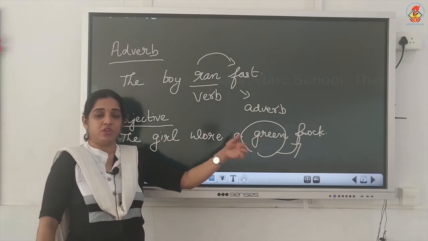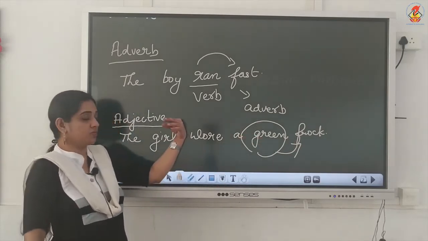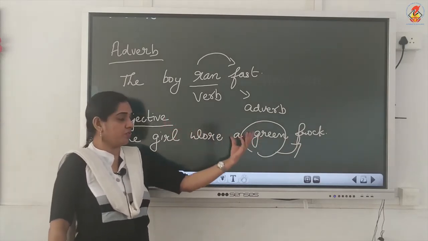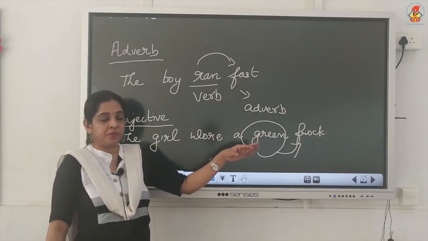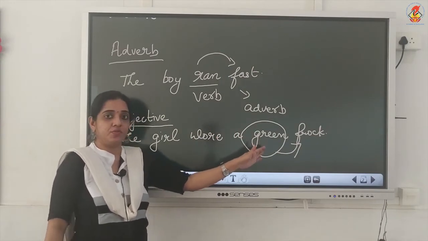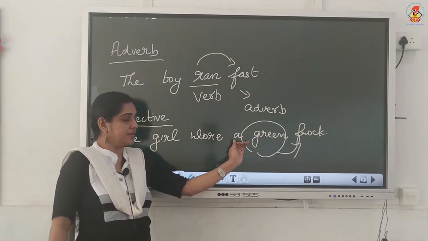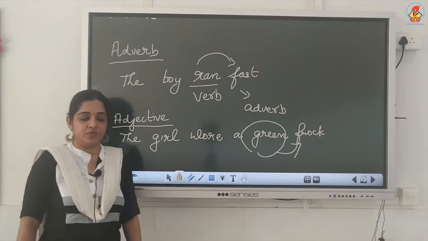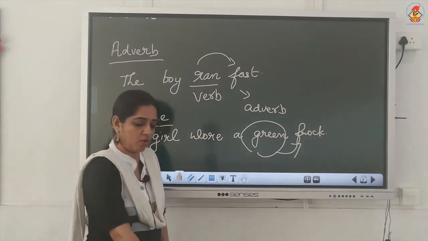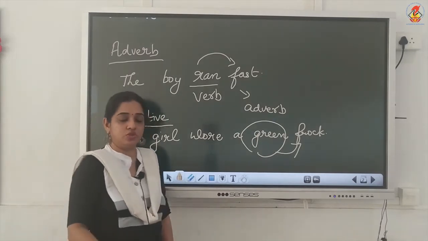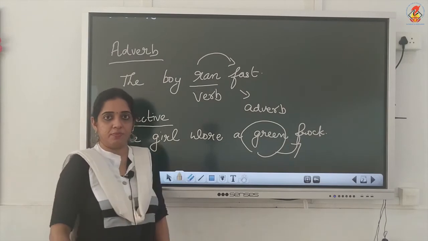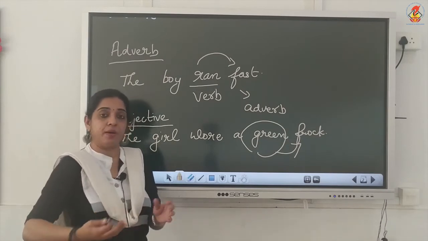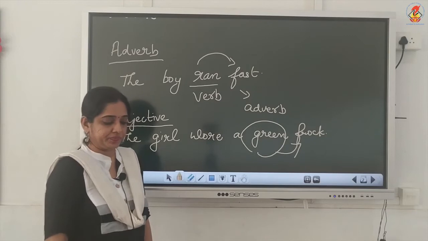What color, what type. So the adjective can also be divided into adjective of quality and adjective of quantity. This comes as an adjective of quality because it is adding a quality to the noun. So here green is the adjective. In your textbook it is also given: the old man had two dogs. Old is an adjective because it's giving more information about the noun man.